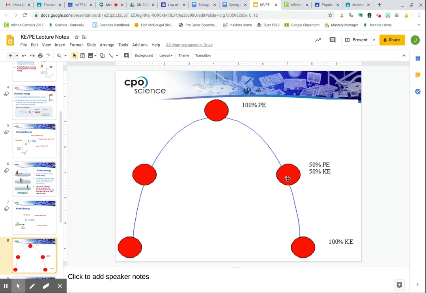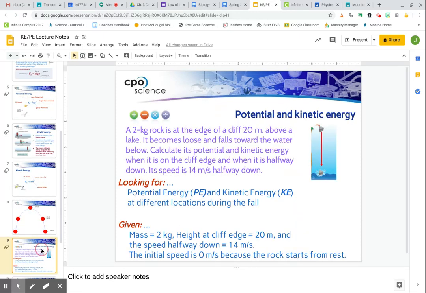So right here, it's at 50% PE, which means it'll be 50% KE until it hits the ground. At the ground, it's going to have 100% kinetic energy, because it's got nowhere to fall, height is 0, so potential energy is 0. Here's an example to kind of show us that.